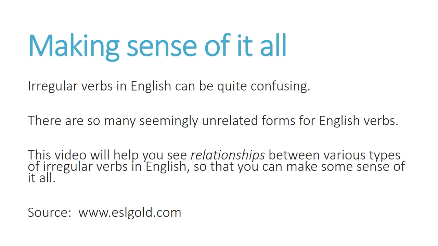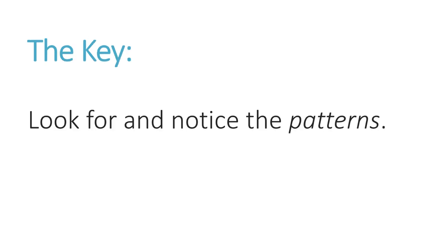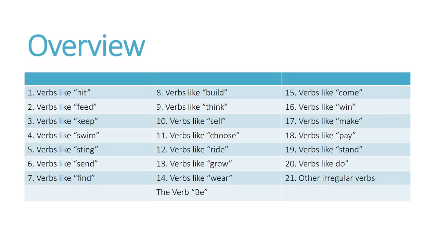The source of this material is ESLgold.com. The key to understanding irregular verbs in English is to look for and notice the patterns. Here's an overview of the patterns that we're going to be explaining in this video. As you can see, we've divided them up into 21 different patterns. And we've also included a 22nd one, which is the verb be, which is kind of a special case.